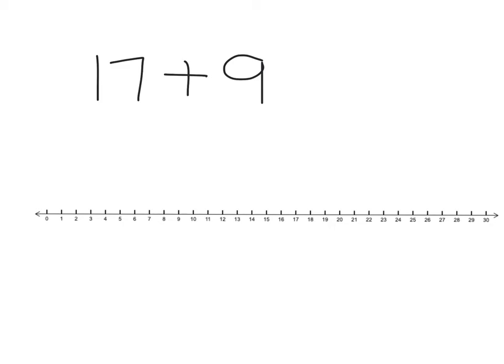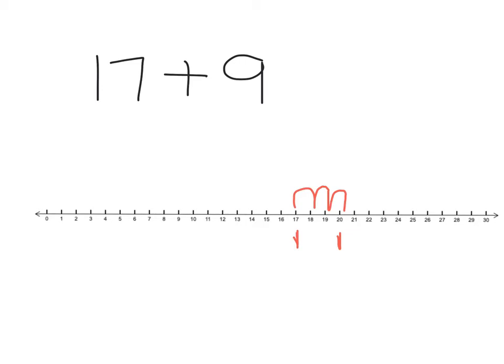First of all, I'm going to identify where 17 is on my number line. So here it is, right here. And then I'm going to look and see where the closest tidy number is to 17. And because I'm adding, I'm going to look up the number line. So I can see that my closest tidy number to 17 is here at 20. So I'm going to do my jumps. 1, 2, 3. I had to jump 3 times to get from 17 up to 20.